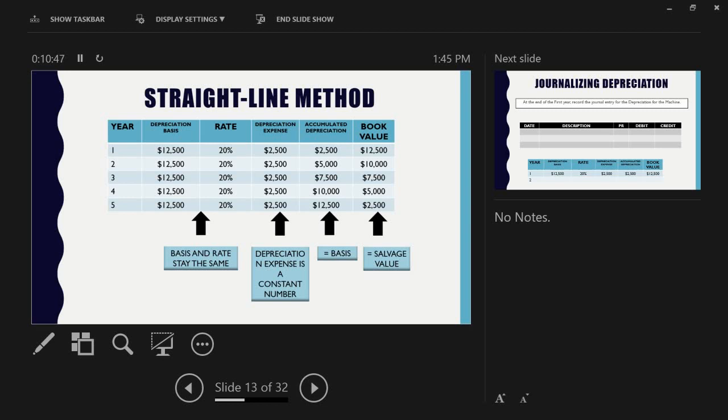That's okay. What you're going to notice, as key pointers, is that the accumulated depreciation at the end of the 5th year should match your depreciation basis, and your book value should always equal your salvage value. So just looking at this, isn't this the easiest thing? You only need to do the calculation once.